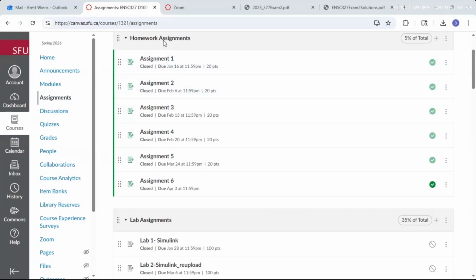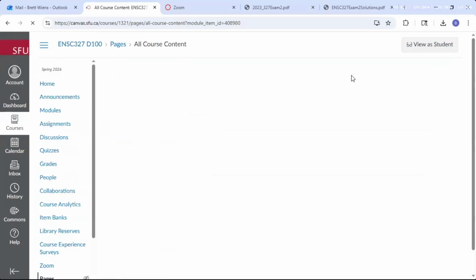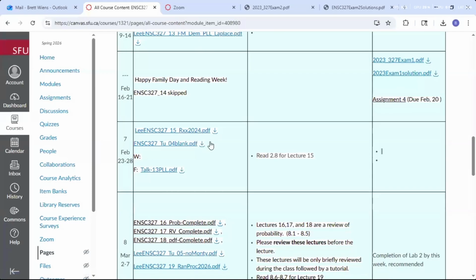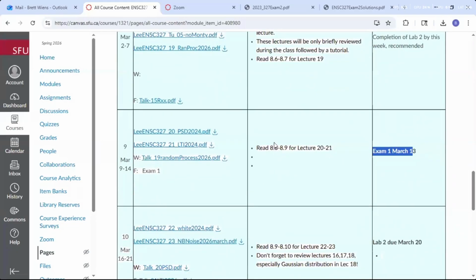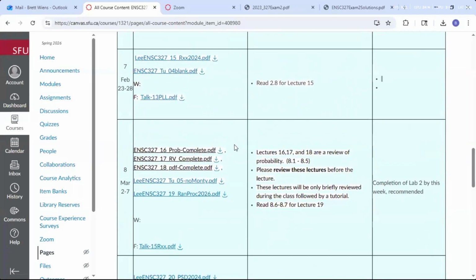So let's look over at the all course content and we'll have a quick overview of everything that we've basically covered since the very last exam, right? Our exam was not actually that long ago, about 1 month ago. What we basically covered on that exam was only up to and including the PLL.